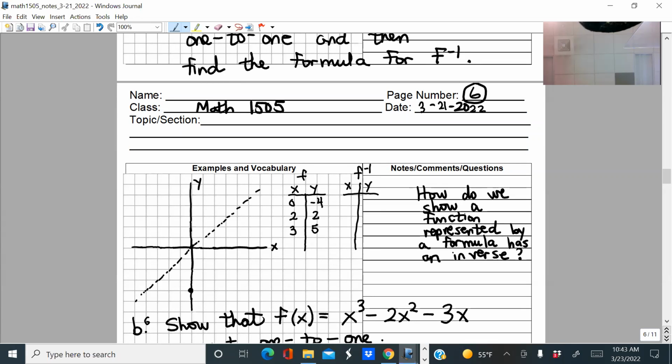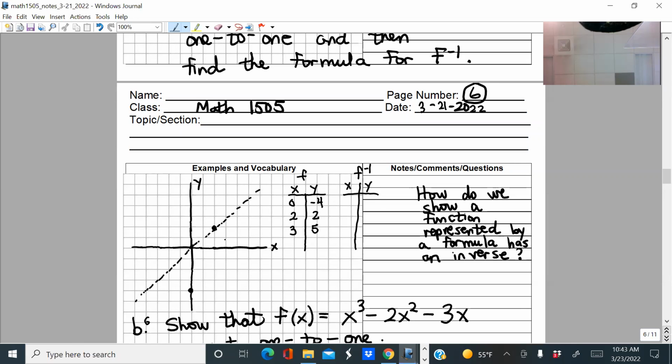So it goes through this point, right? And then 2 and 2. So it goes through this point. By the way, that dash line is a 45-degree line. Okay, so the x and y coordinates are supposed to be the same. That's why the (2, 2) point falls on that dash line.